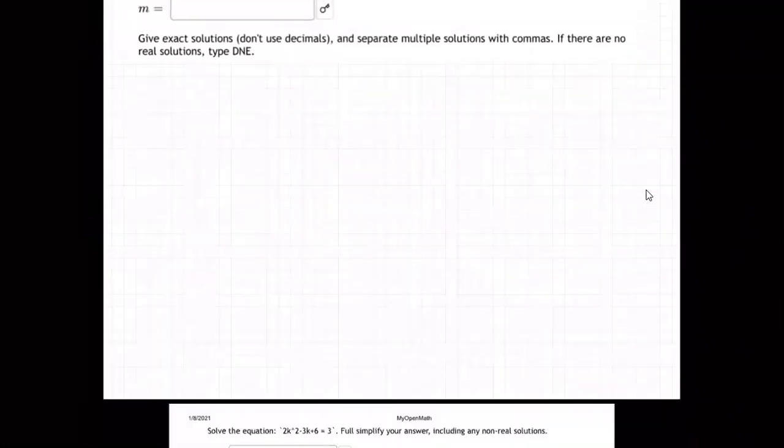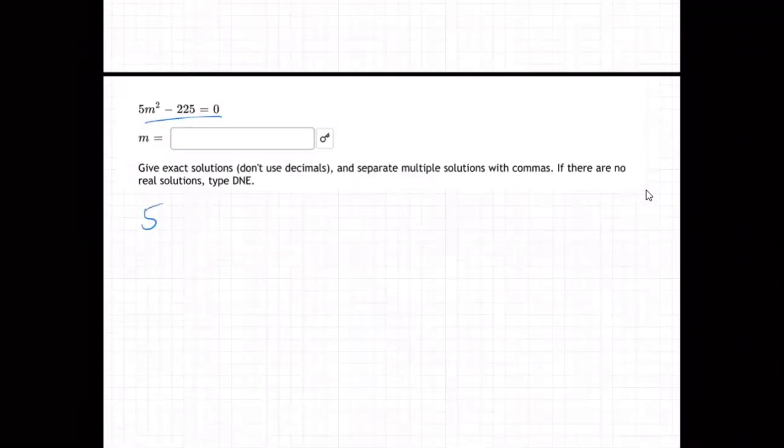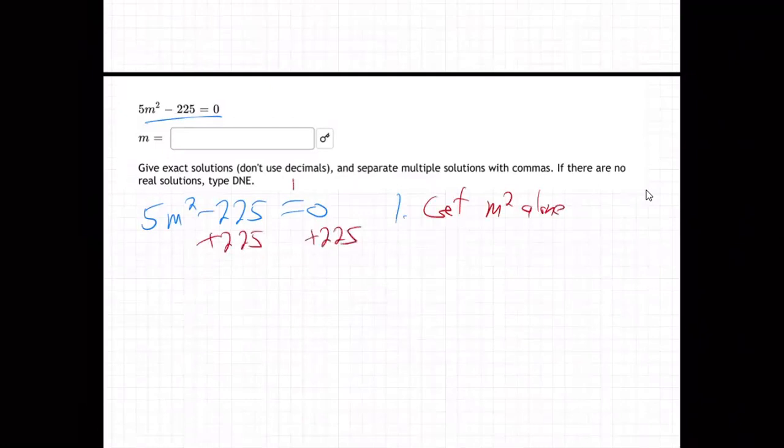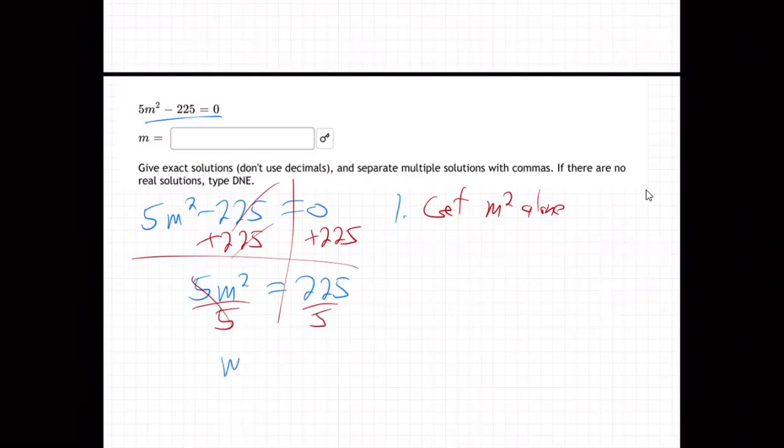The other part's going to be the same. Whoops, I lost it right here. This part. In fact, maybe I'll just do it real quick. Except it'll be real. So what do you do? Step number 1. Get the m squared alone. So I'm going to add 225 to both of them. 5m squared is 225. 5, 5, 5, boom. M squared is, let me use my calculator here, 45. Okay, so there's the m squared alone.